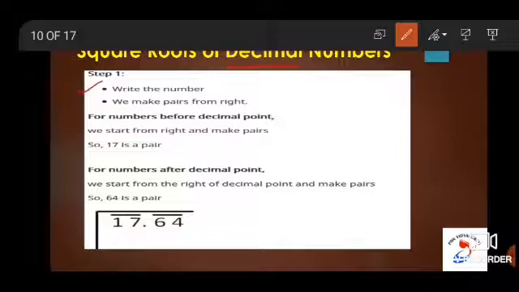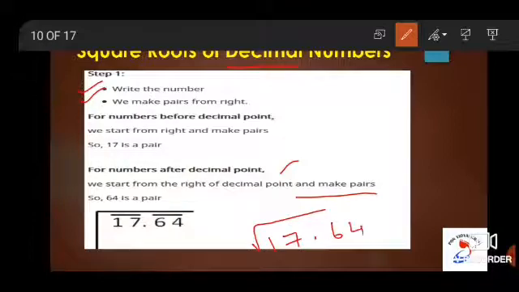Step 1, you should write the number. Step 2, you have to make pairs from the right. For the numbers before the decimal point, we start from the right and make pairs. For the numbers after the decimal point, we start from the right of the decimal point and make pairs. So I am going to explain for finding the square root of 17.64.